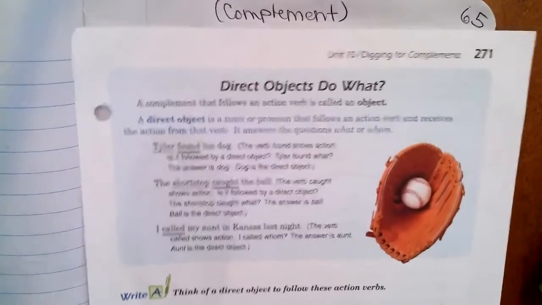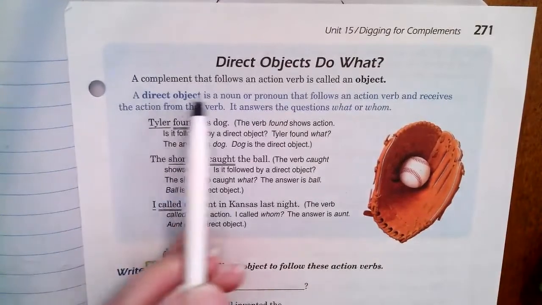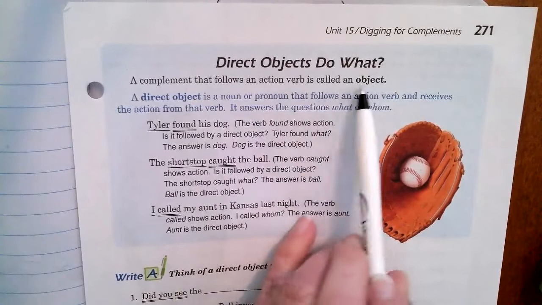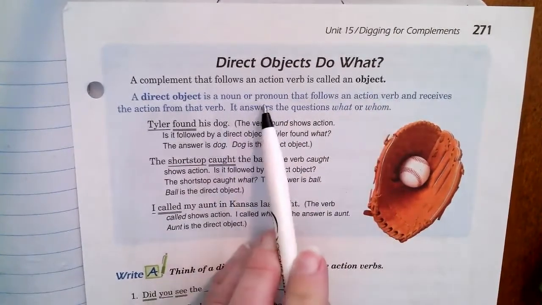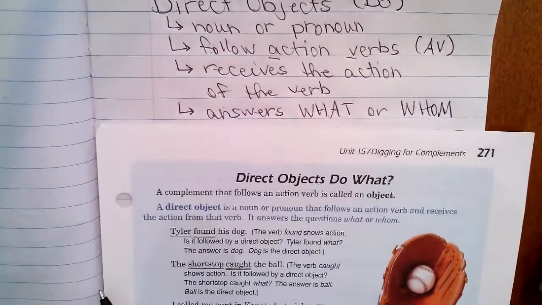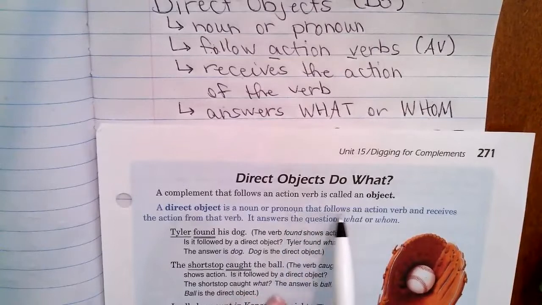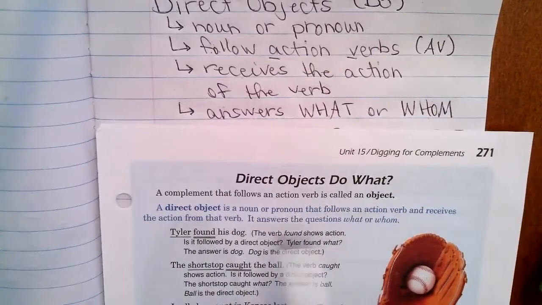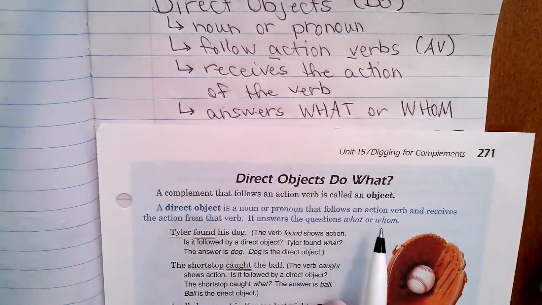Okay, so the blue box, guys, the blue box is our notes, just like it normally is. All right, so a complement that follows an action verb is called an object. Now, today we're talking about a direct object. The characteristics that are in this definition are the same characteristics that we listed in our notes. You notice that this matches up. Noun or pronoun, we've got that in our notes. Follows an action verb, we've got that in our notes. Receives the action from that verb, and it answers the question what or whom.